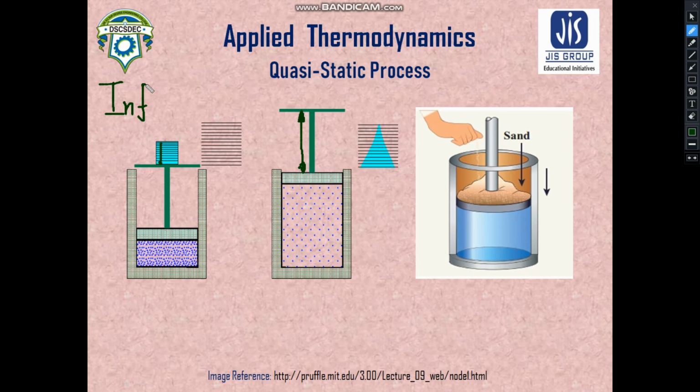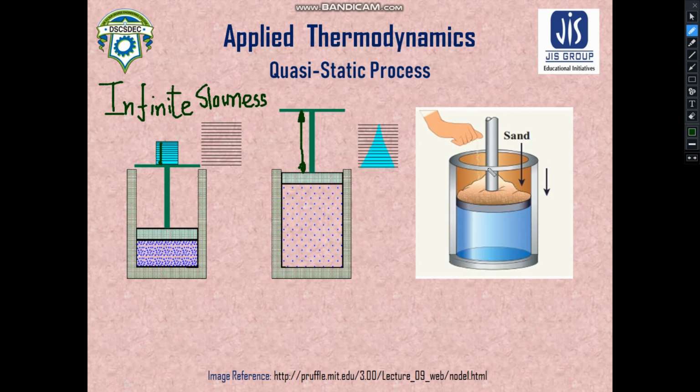So by combining these numerous processes, we will ultimately observe the same change, but in infinite time. Infinite slowness is the characteristic of any quasi-static process. So it is a process where the changes observed are very slow, so slow that it can be termed as almost static.